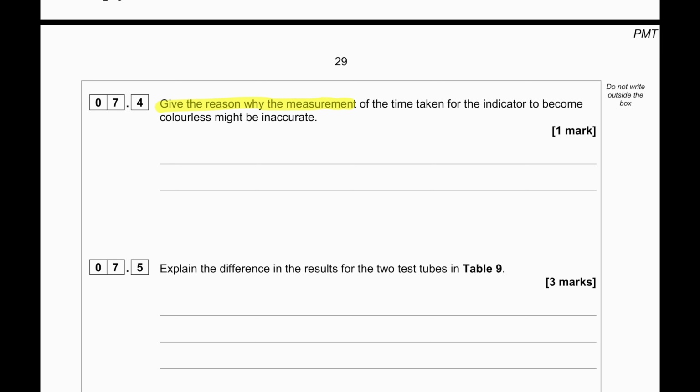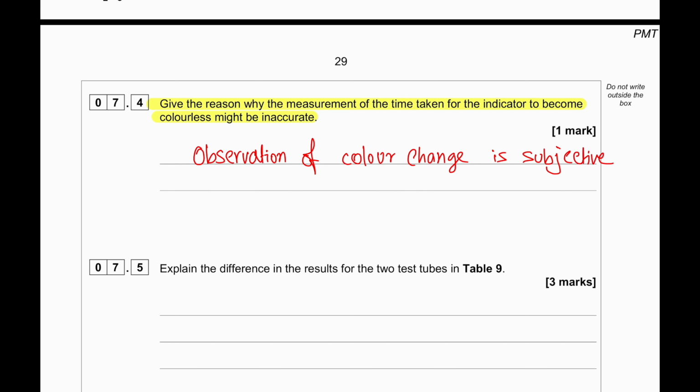Give the reason why the measurement of the time taken for the indicator to become colorless might be inaccurate. One of the main reasons why an observation of a color change can be inaccurate is that it is subjective and based on opinion. It varies from one person to another. One person might say the color has changed, while the other person might say the color didn't change. That's why it can have a huge error.